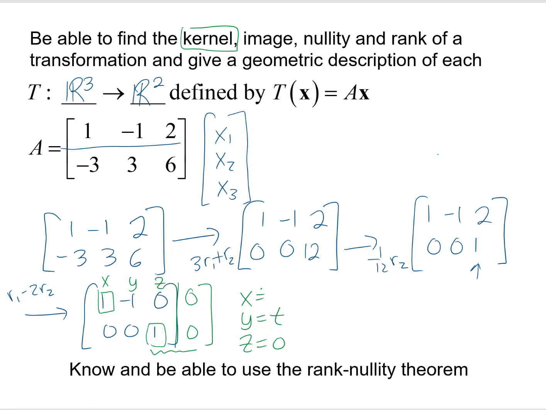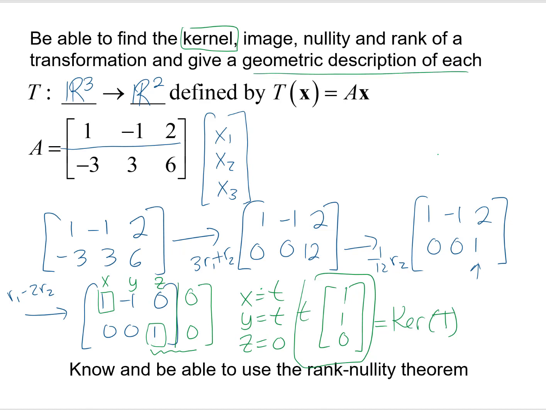So if we move that over, since y equals t, x is t. So I'm going to factor the t out and have 1, 1, 0. And so this is the kernel. So the kernel of the transformation is built with a vector 1, 1, 0 and any scalar multiple of that. The kernel, geometric description wise, is built with one vector, so it is a line in R3. And it's R3 because there are 3 components in the vectors.